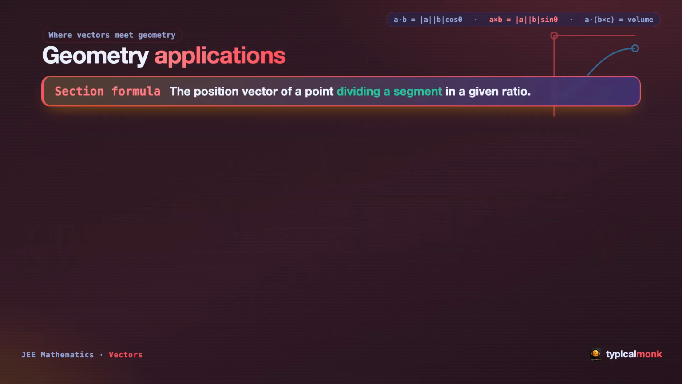Now, where vectors meet geometry. The section formula: the position vector of a point dividing a segment in a given ratio.